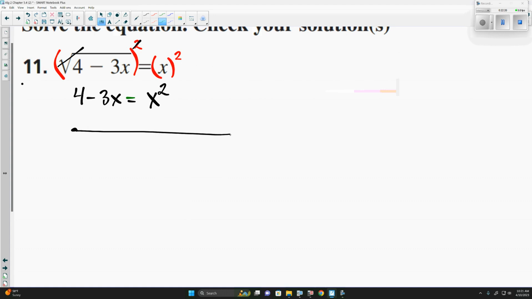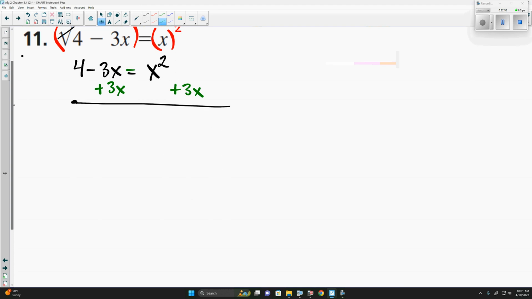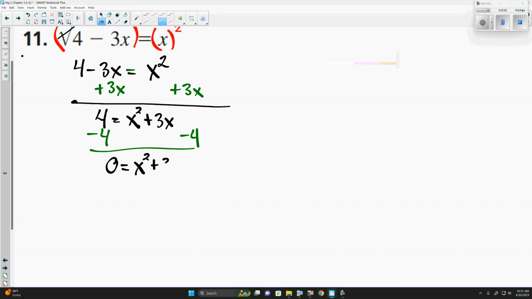Now, since we do have an x squared term, we need to get this equation equal to 0. And since x squared is already on the right-hand side, I like keeping x squared positive. So the first thing we can do is add 3x to both sides, which will tell us 4 is equal to x squared plus 3x. Now, since the equation is still not equal to 0, we can move the 4 over by subtracting it. 0 is equal to x squared plus 3x minus 4.